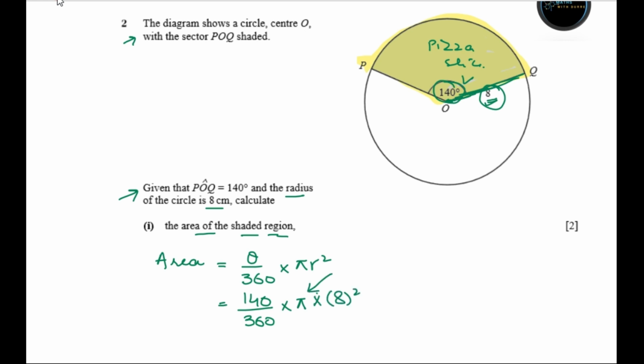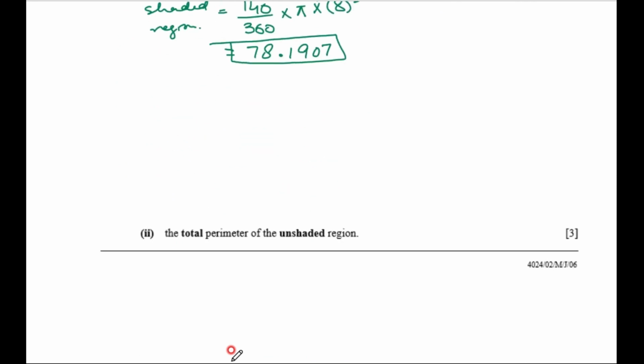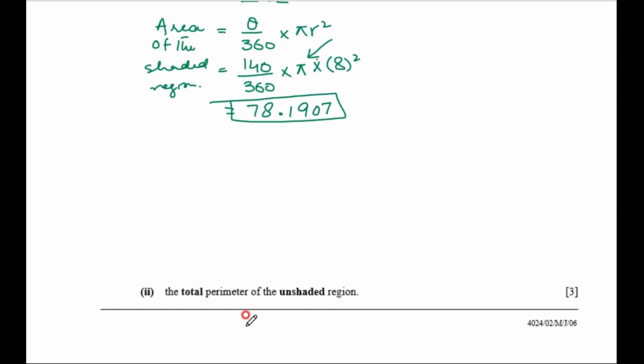In this question we have to substitute the value of pi because there is no statement in the question. The examiner is not asking in terms of pi. So I'm going to put the pi directly from the calculator. You people have to calculate it very carefully. Okay, you people can also take it. So I'm getting the answer, that is 78.1907. So the area of the shaded region will be 78.1907.